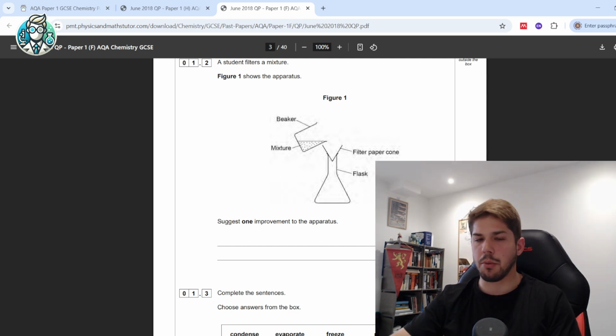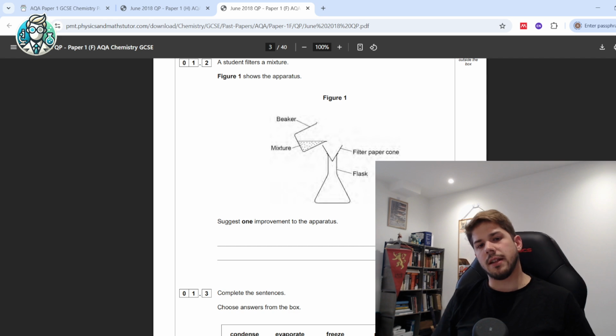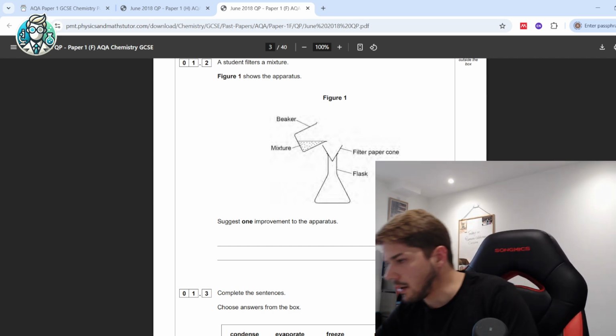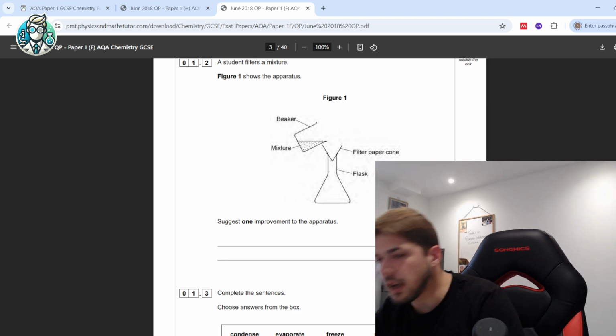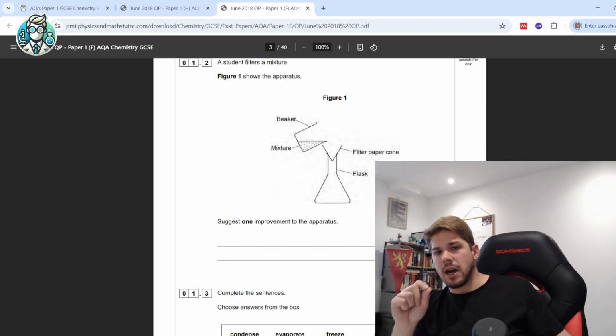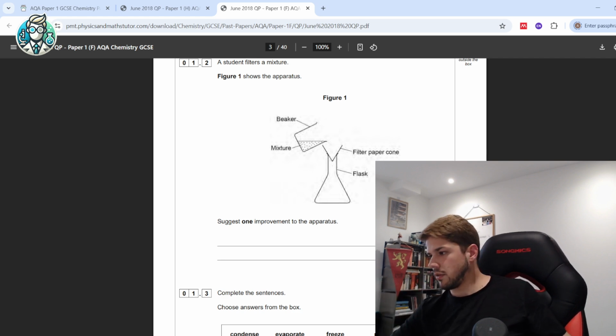So, question 1.2, they show us a diagram for filtration, and they are asking us for one improvement. Looking at the diagram, I want to ask you guys who are in here, what do you think is the part of the apparatus, the part of the diagram that is missing or that we could improve? Let's see if someone finds the answer. Just write it in the chat if you think you know the answer.